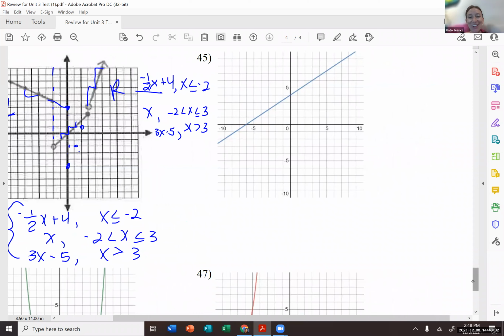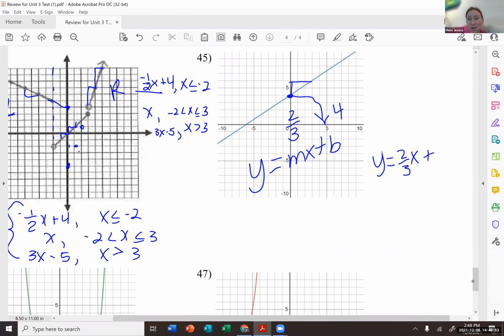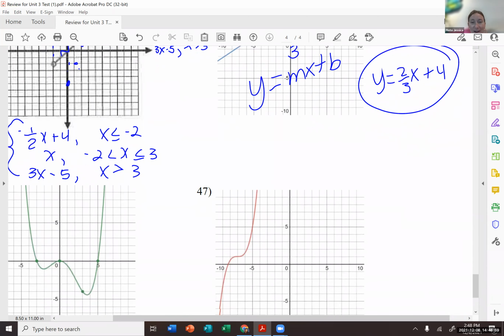Oh, we're on to 45. 45, we love. This is clearly a line. This is y equals mx plus b. The m is the slope. I go up 2/3. That's 2/3. And the b is the y-intercept, and that's going to be 4. So y equals 2/3 x plus 4. That's great because I just did that 3 times in 44. All right.